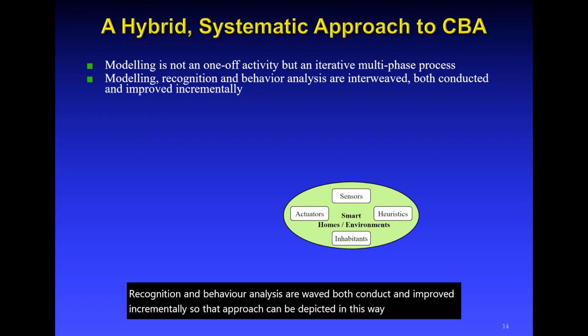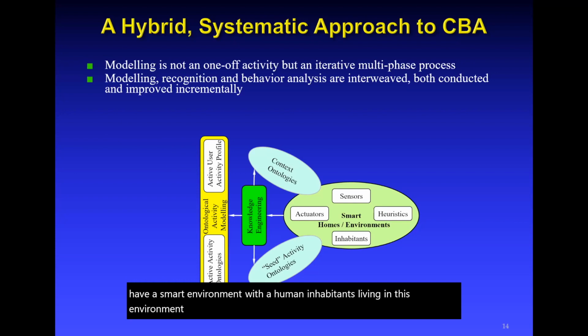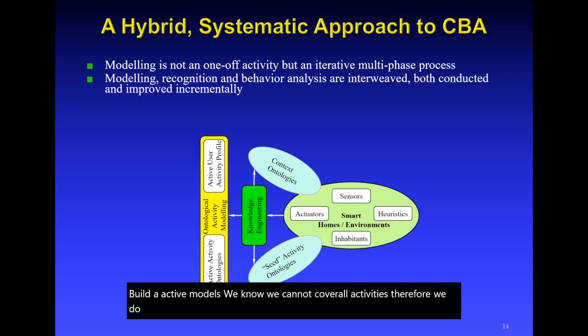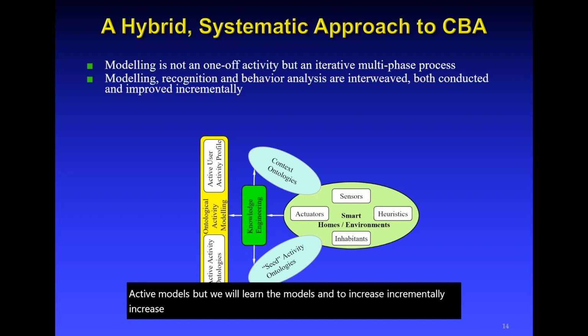Suppose we have a smart environment, with a human inhabitant living in this environment. We first apply a knowledge-driven approach, carry out knowledge engineering. We can build activity models. We know we cannot cover all activities. Therefore, we do not expect the activity model to be complete, but it doesn't matter. We know it's incomplete, therefore we call it seed activity models. But we will learn the models and incrementally increase them. So that is the first stage.